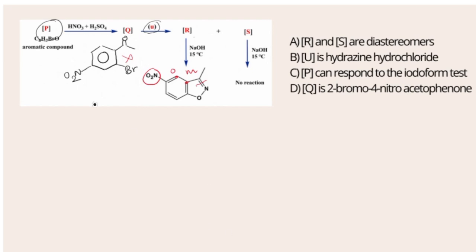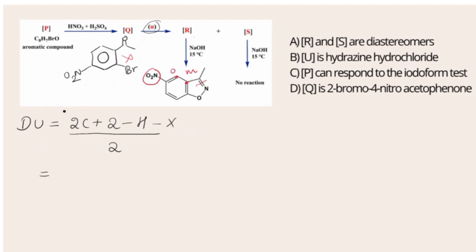So with this much information, let's start writing what could be the structures of P, Q, R, S, and U, is it really hydrazine molecule? Let's find out what is the degree of unsaturation for C8H7BrO. The degree of unsaturation will tell you how many double bonds or rings are there in the molecule. Which formula are we going to use? 2C plus 2 minus H minus halogen divided by 2. For oxygen, you don't have to write anything. Oxygen is considered as 0.